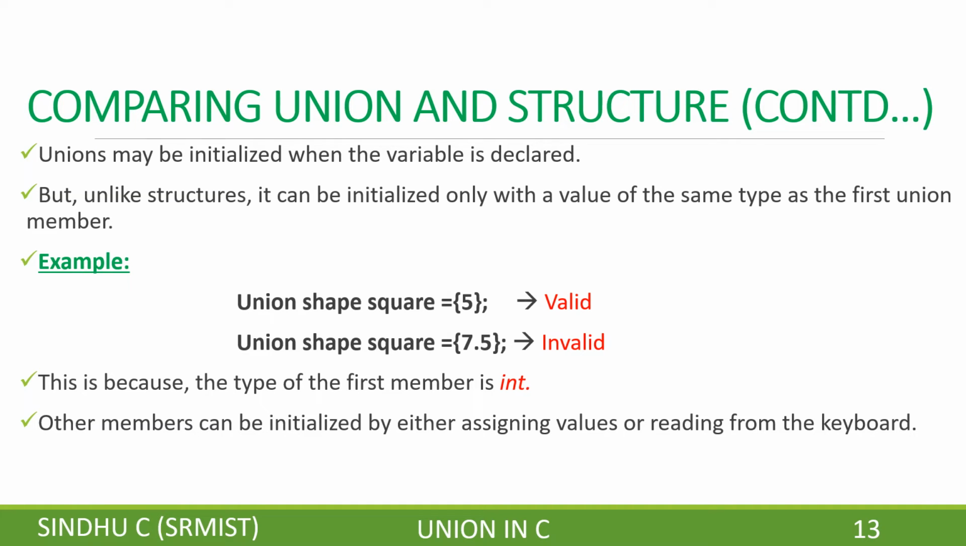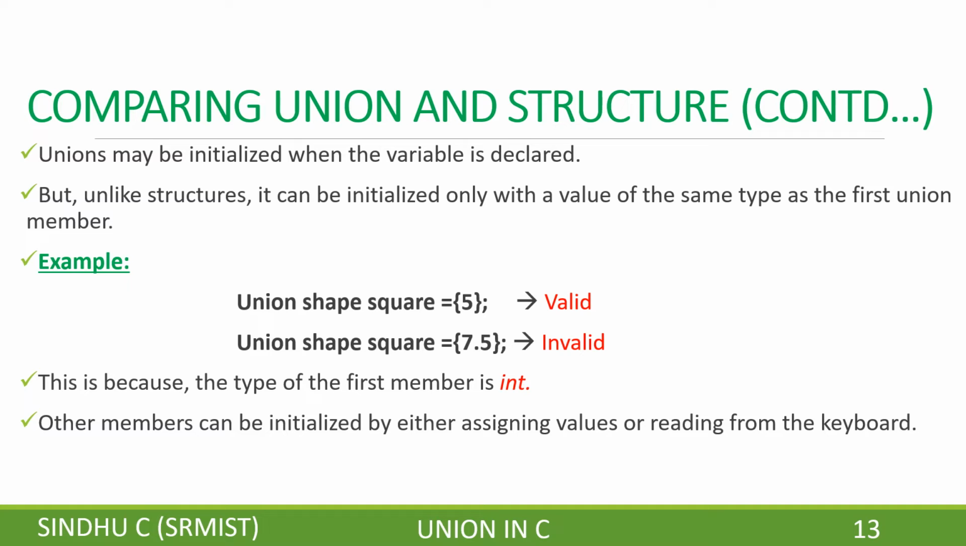Now, unions may be initialized when the variable is declared, but unlike structures, a union can be initialized only with a value of the same type as the first union member. Here you have an example. Union shape square equal to 5. Considering this square is a variable of the union shape and the first member is of the type int.